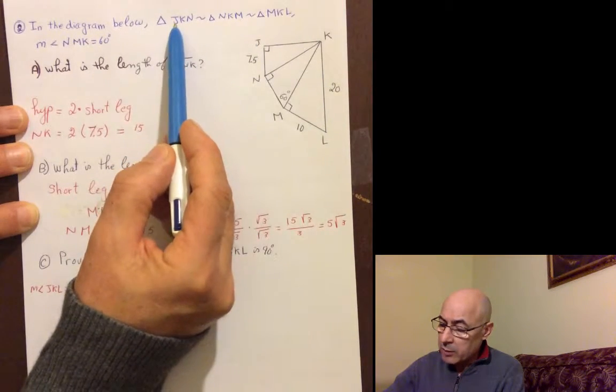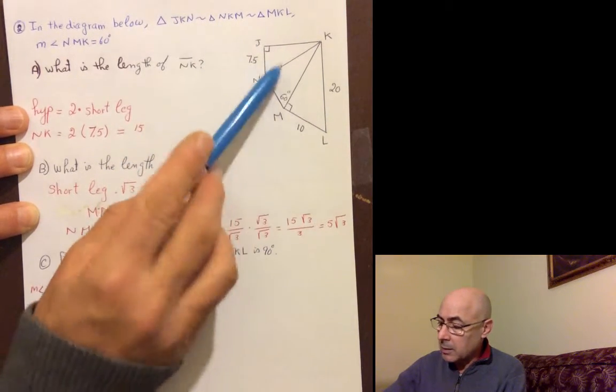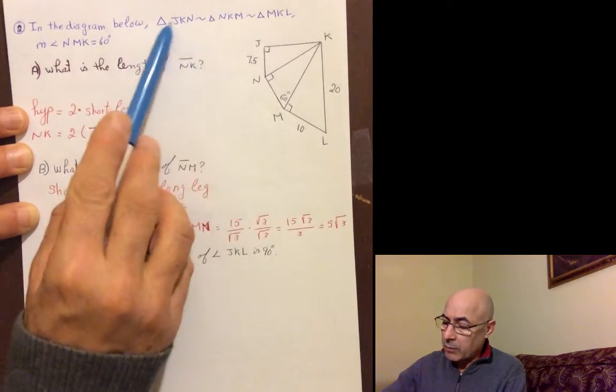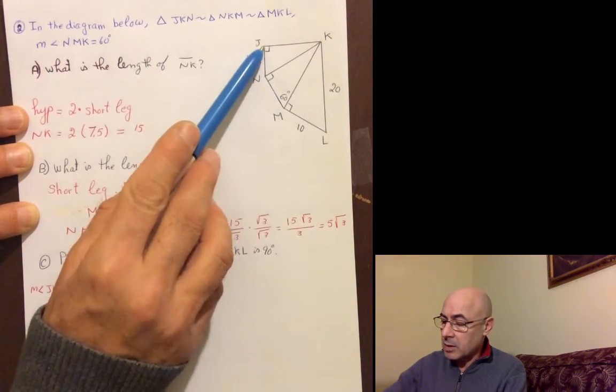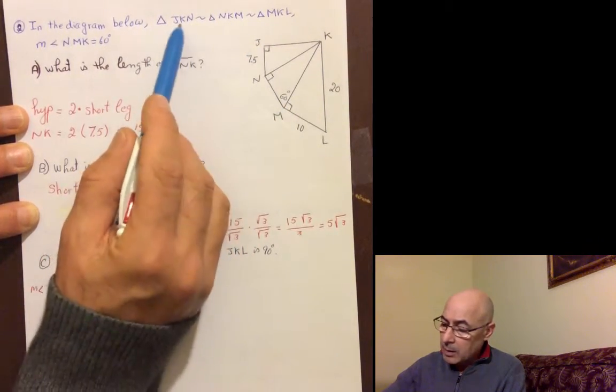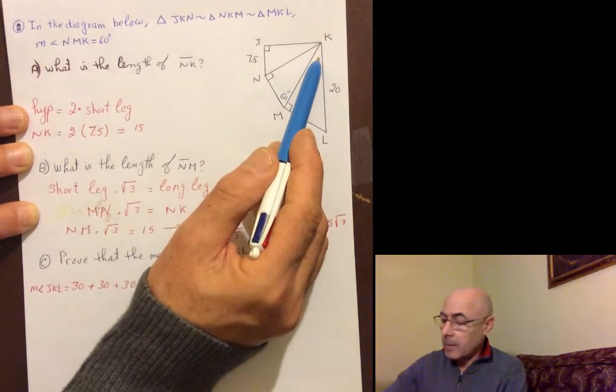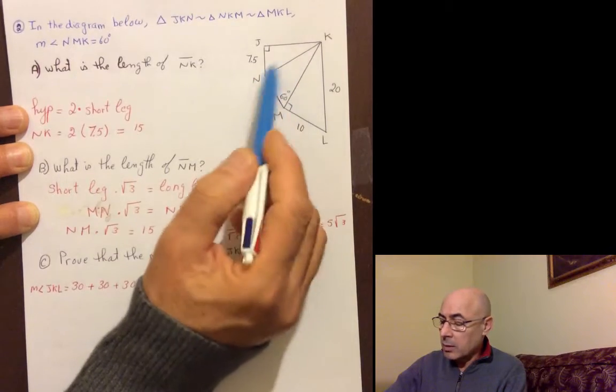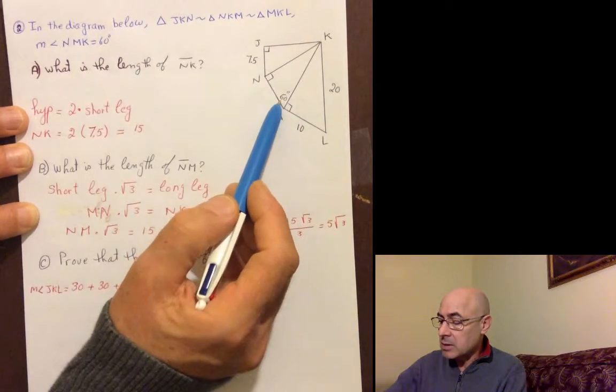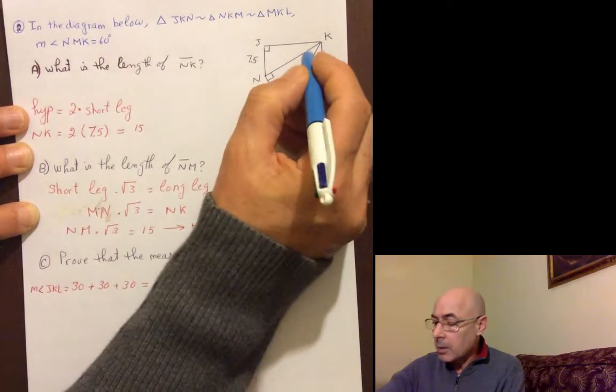So angle J from here goes with angle N, goes with angle M. The first goes with the first, goes with the first. That's 90, 90, 90. K on the top here goes with K over here, goes with K. If you look at the triangle in the middle, it's 90 degrees and 60 degrees, so I can find the missing angle.